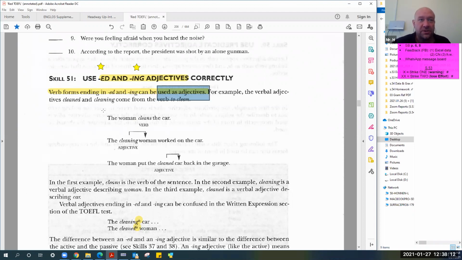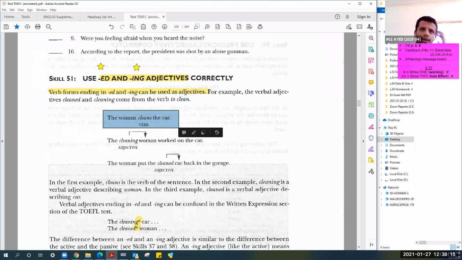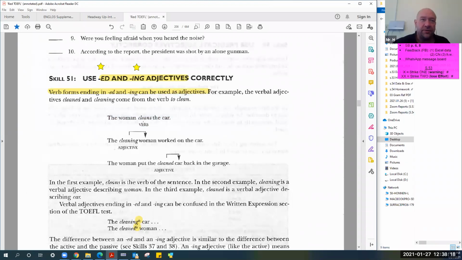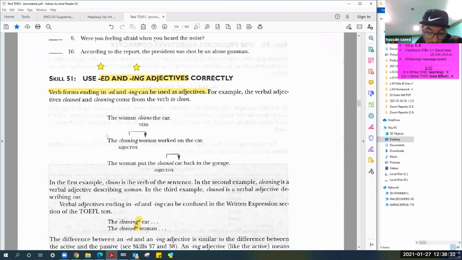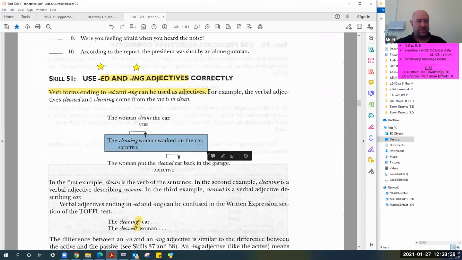Ayed, start. The first. The woman cleans the car. What do you see here? It is a verb, right? Clean, yes. The verb with an S. Okay, Hassan, read that. The woman puts the cleaned car back in the garage. You skipped. The cleaning woman worked on the car. The cleaning woman worked on the car.